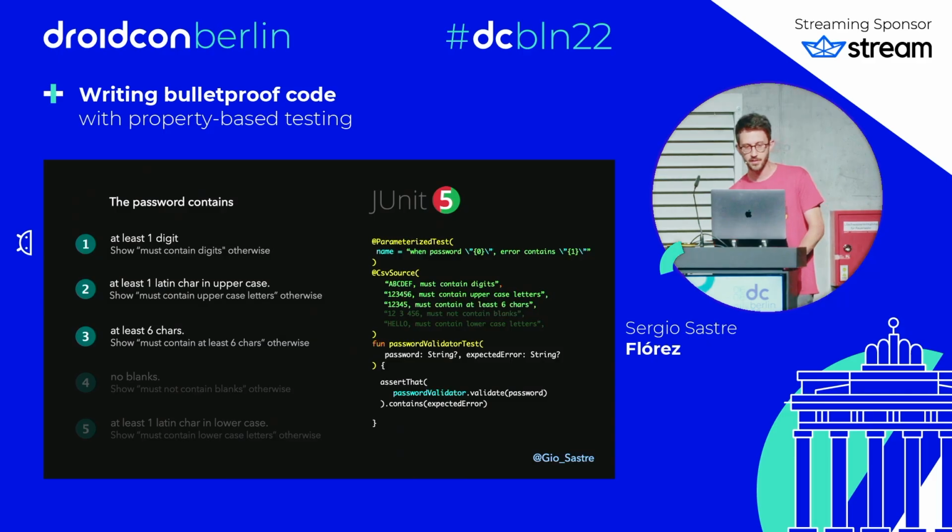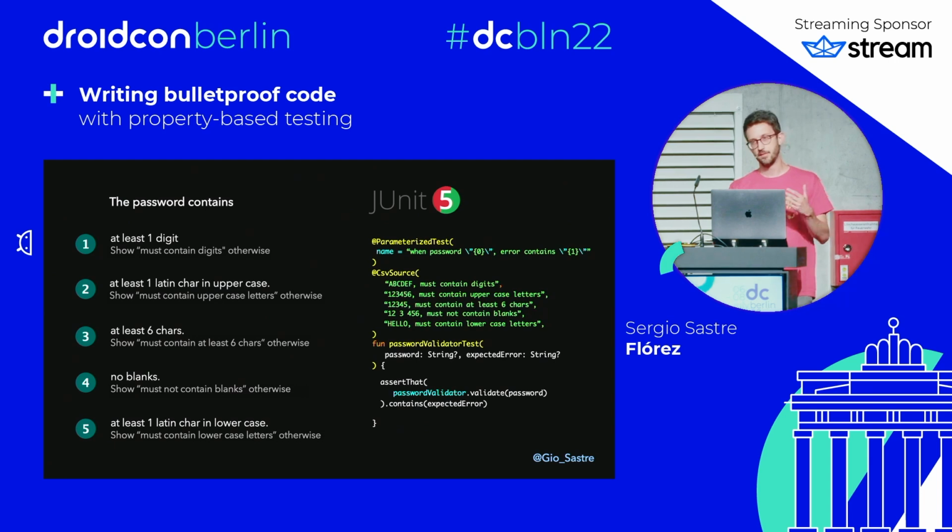If we go on, at least 6 characters. We just add one more line under the CSV source annotation with the password containing less than 6 characters and the expected error. One more requirement, again, one more line with a password containing blanks and the expected error, and go on. So it's very easy to add more tests for more requirements without repeating the code. And it's still very readable.